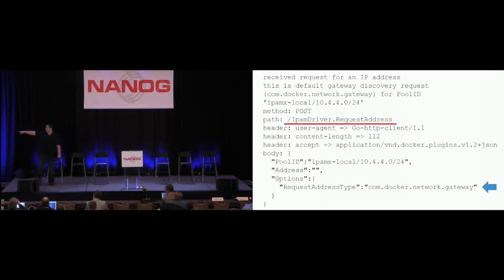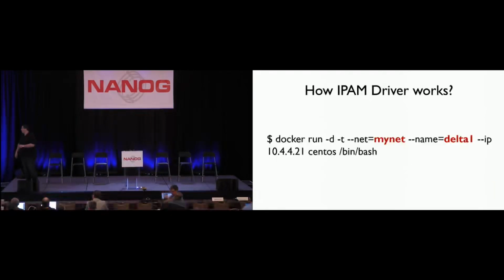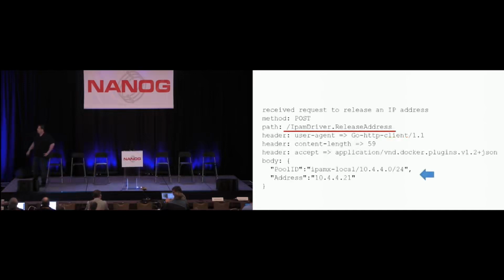How do I know that? You see request address type, and then you have com.docker.network.gateway. That same mechanism is used, let's say, to pass information about a MAC address. Let's say I want my container to have a specific MAC address. It will be passed in through the options. Well, so next thing we do, we'll start our first container on that mynet, and we want to start it with a specific IP.